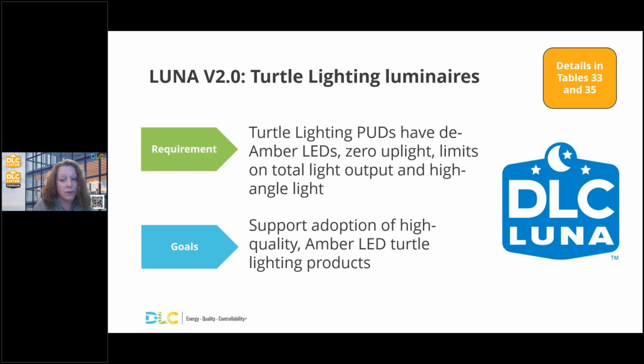That's why we're also requiring zero uplight, limits on total light output, and high angle light for these products. In addition, these products must meet the Luna version 2.0 requirements for available shielding options, dimmability, and controllability. You'll find metrics and criteria for these products on tables 33 and 35. Next slide.